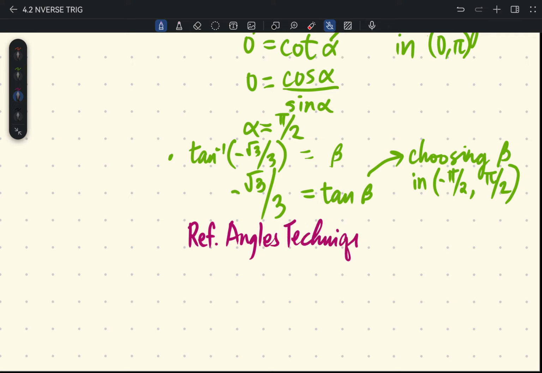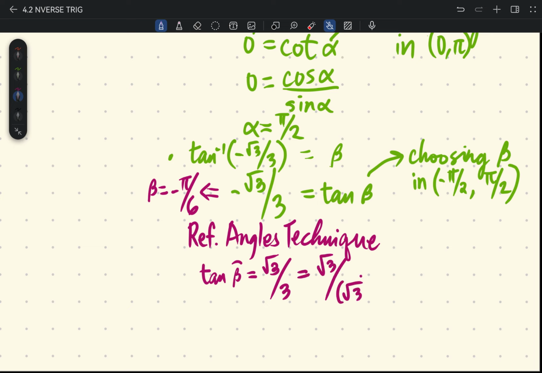So once again, just like what I said, if you're familiar with special values, you already know that beta is negative pi over 6. But if not, let's look at the reference angle. So what we'll do here is find beta bar such that tangent of beta bar equals square root of 3 over 3. And take note, this is just square root of 3 over square root of 3 squared, which equals 1 over square root of 3.